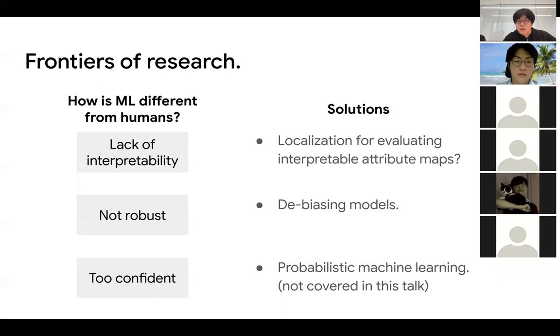It could be mitigated by probabilistic machine learning, which will not be covered in this talk, but we also have some progress on this topic too.